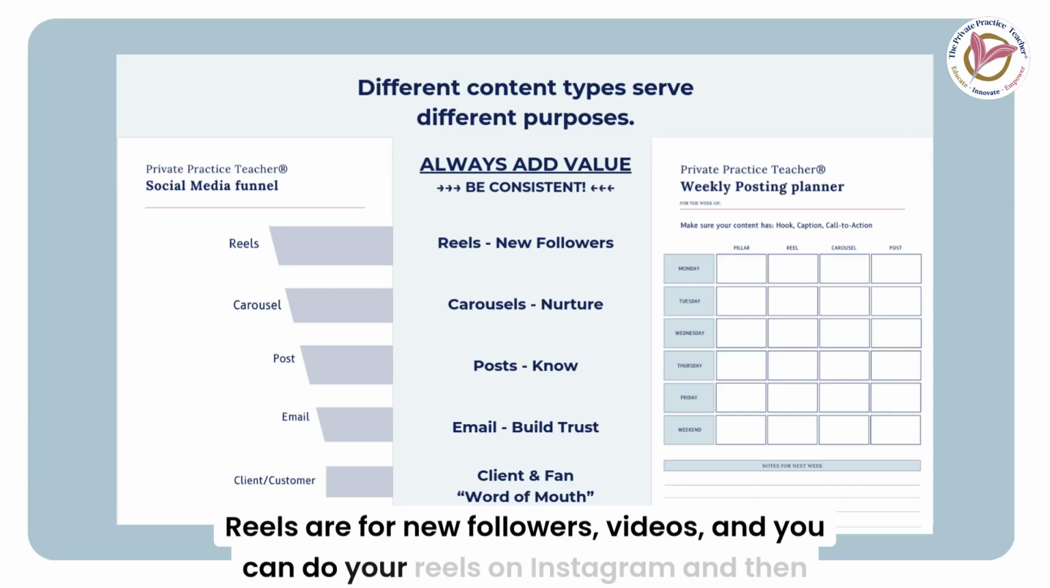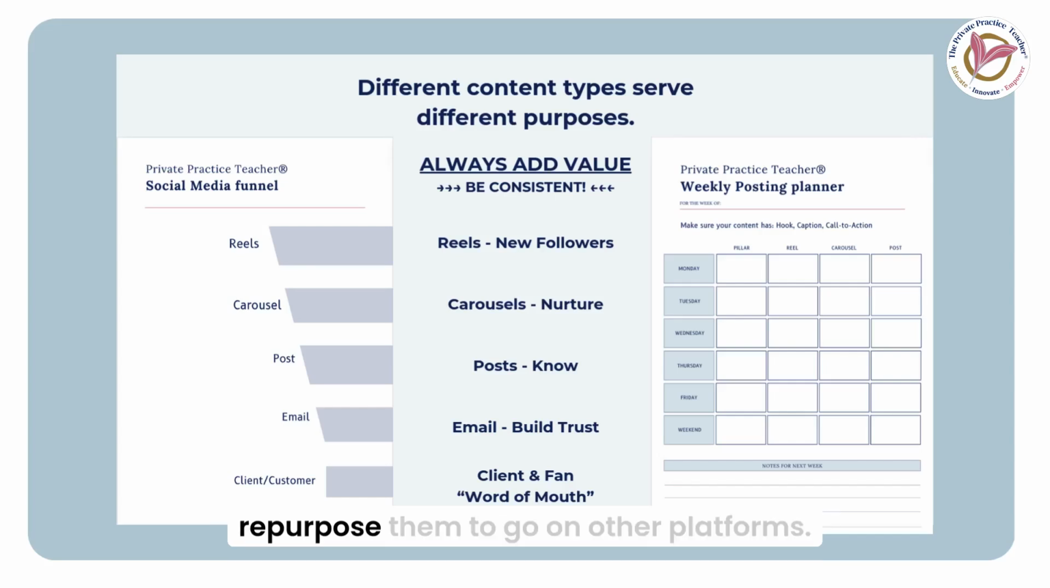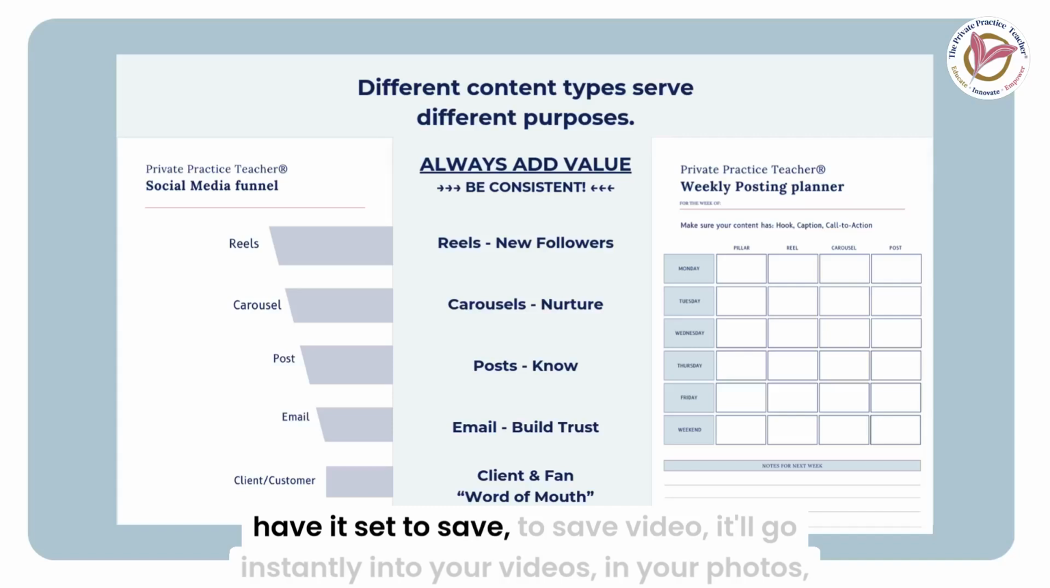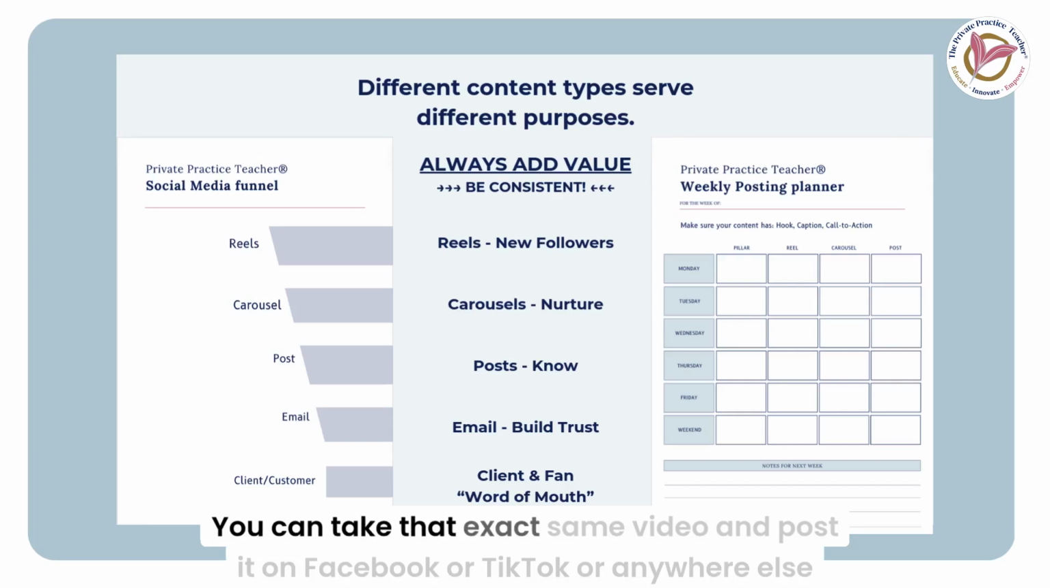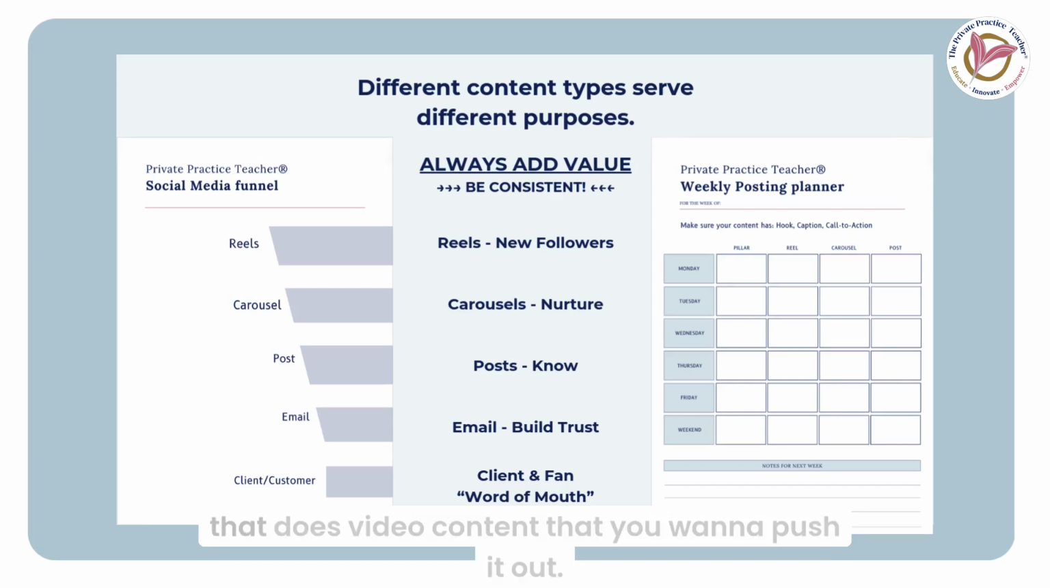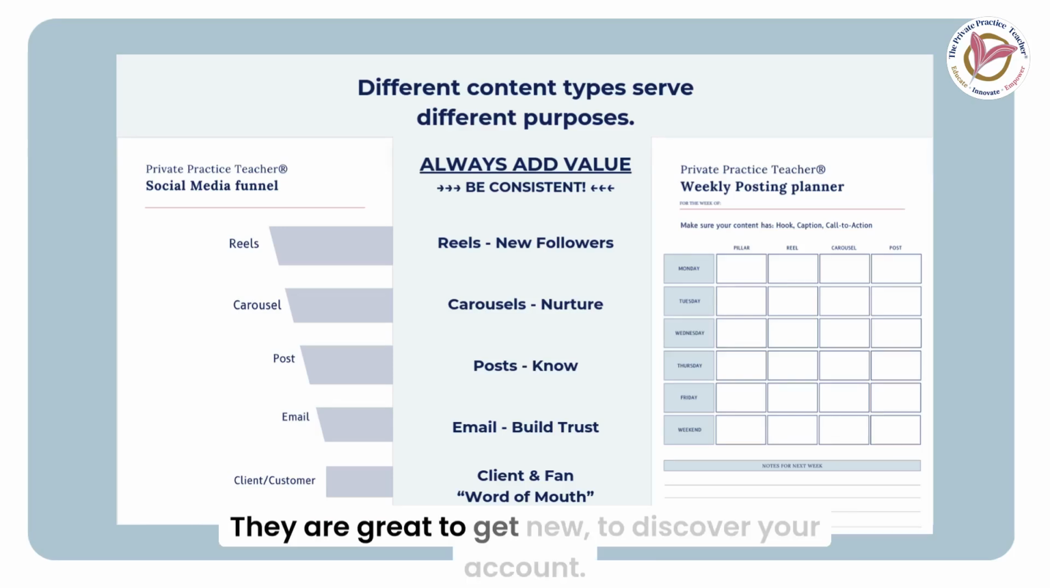Videos, and you can do your reels on Instagram and then repurpose them to go on other platforms. So you can make your reel on Instagram, have it set to save video. It'll go instantly into your videos, in your photos. And then you can take that exact same video and post it on YouTube. You can take that exact same video and post it on Facebook or TikTok or anywhere else that does video content that you want to push it out. They are great to get people to discover your account.